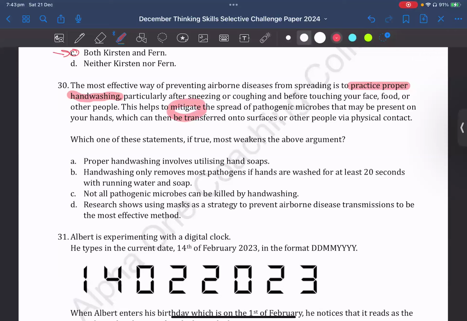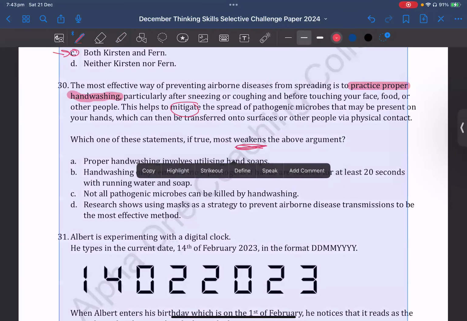Mitigate. Mitigate means prevent. So once again, it's another difficult word. So please, once again, revise your vocab. Pathogenic microbes. So once again, these are a lot of technical terms you don't really need to understand. The whole idea is understand the argument. In this case, practice proper hand washing, because that's the action that they're trying to convince you to do. And we're trying to weaken the above argument.